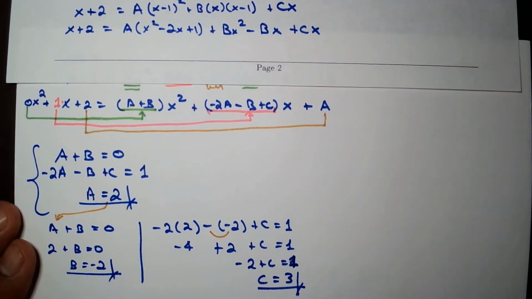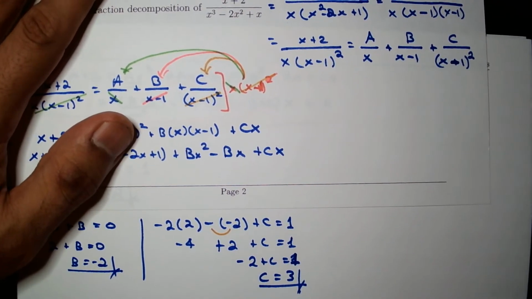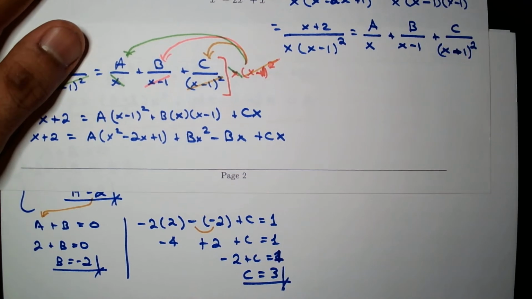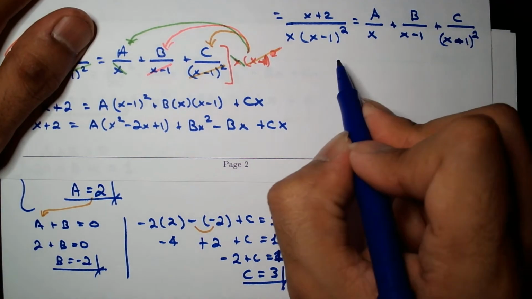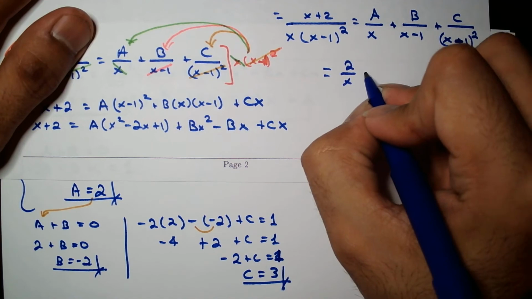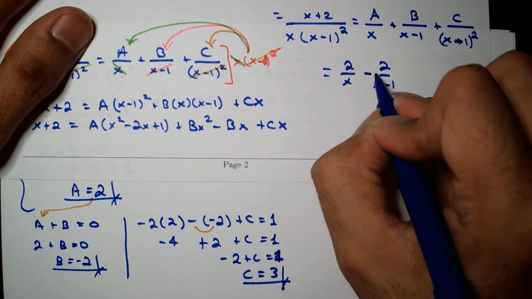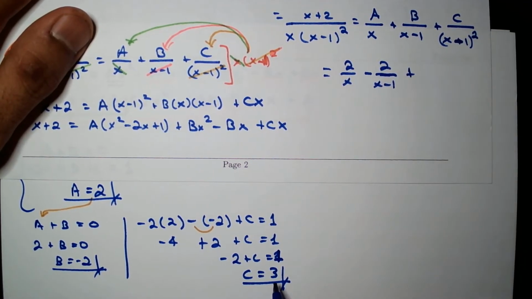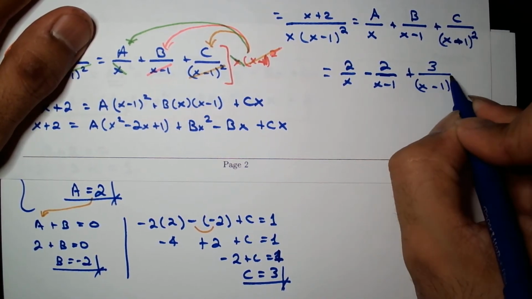All right, so we have the three constants: a equals 2, b equals negative 2, and c equals 3. So going back to the original problem, let me just go back to the previous page really quick. All right, so we can see a, b, and c. We can continue here. Our final answer is 2 over x minus, because b is a negative number, 2 over x minus 1. And then plus c equals 3, which is over the denominator x minus 1 quantity squared.